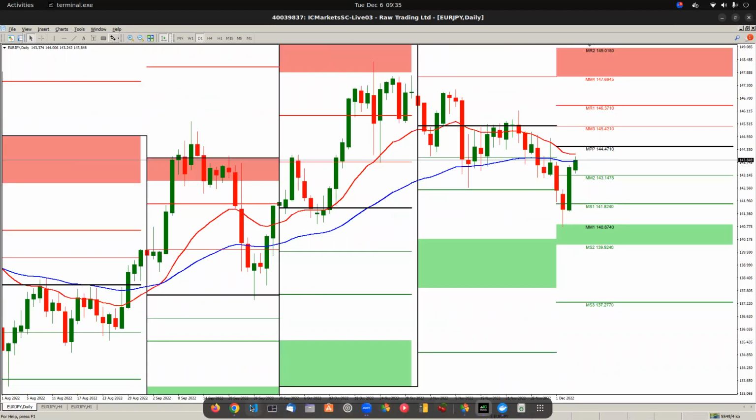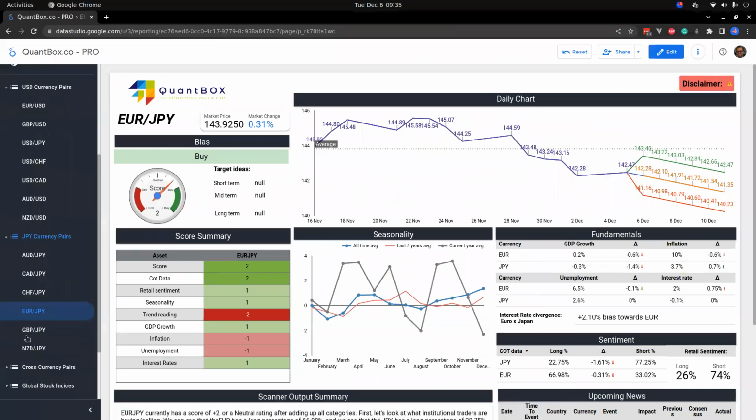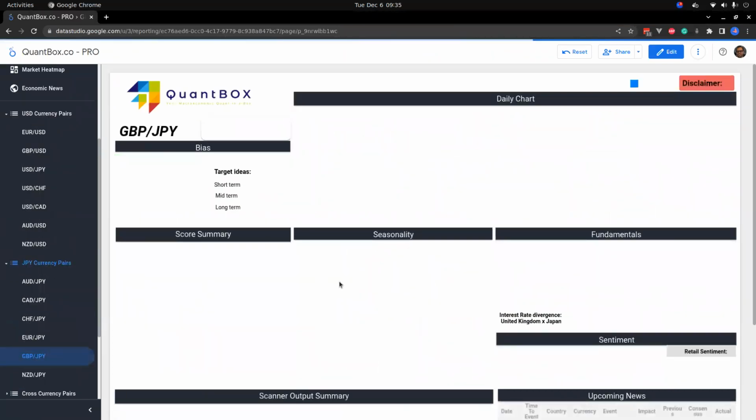Okay, groovy. Let's take a look at the pound yen. Pound yen also moving quite nicely yesterday.